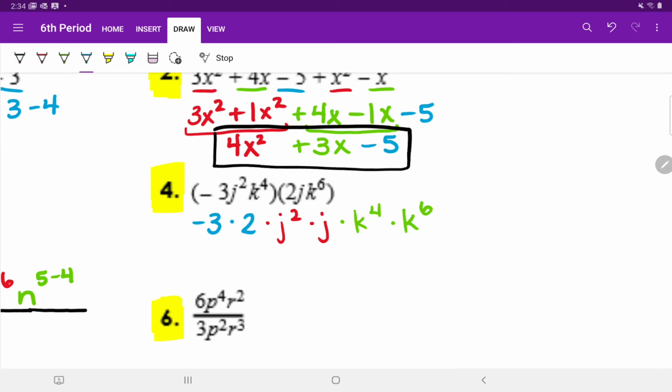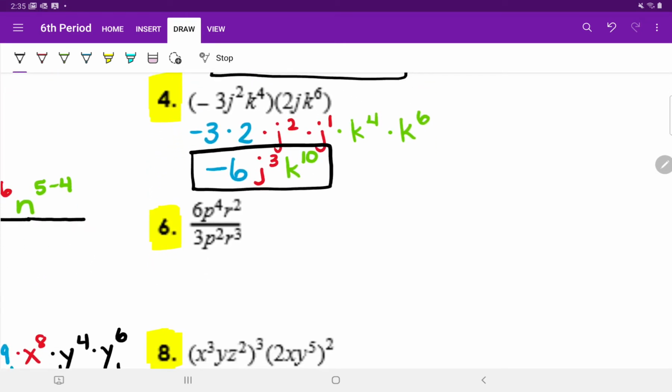Let's start with simplifying the negative 3 times 2. Those multiply together to give us negative 6. Then our j's. It might be helpful to put a little 1 up as your exponent for that j that's missing an exponent. That will help you remember when you're multiplying these things together, you add their exponents, and since here we have a 2 and a 1, we will add them together to get j cubed. Now with the k's, very similar process. We're going to add our exponents together. 4 plus 6 gives us 10. So here is our answer for part 4.